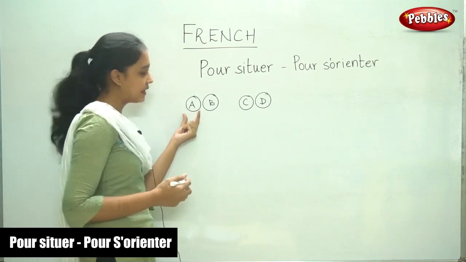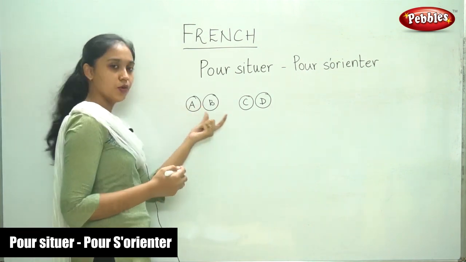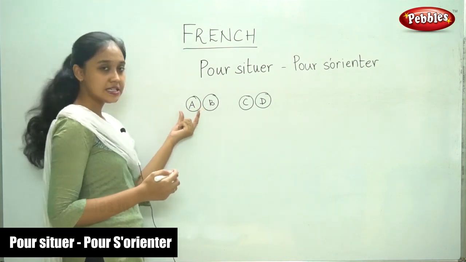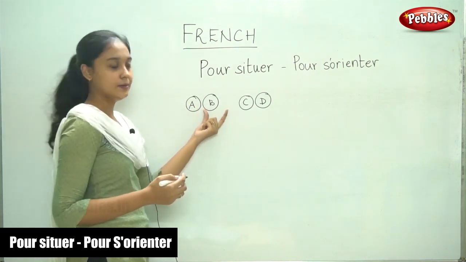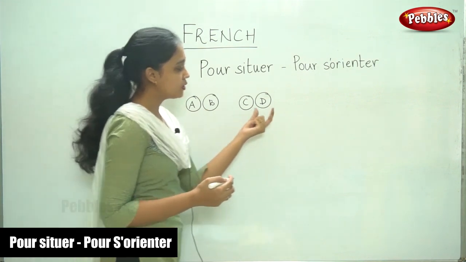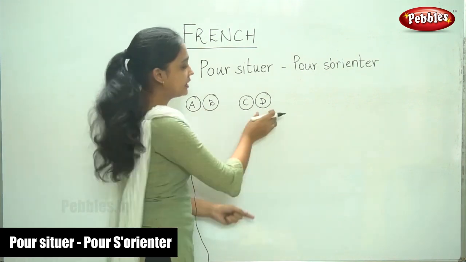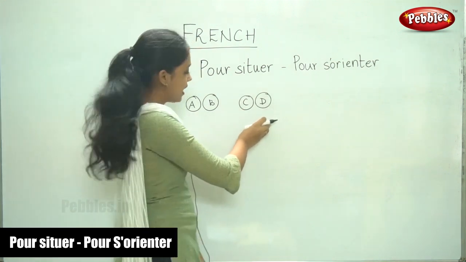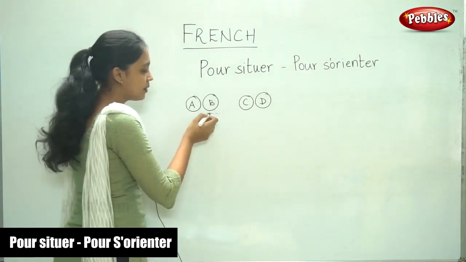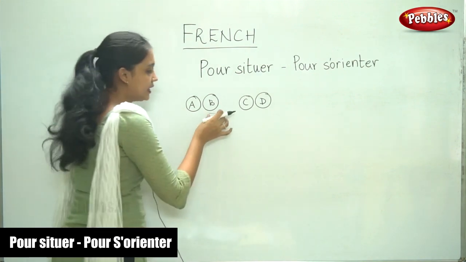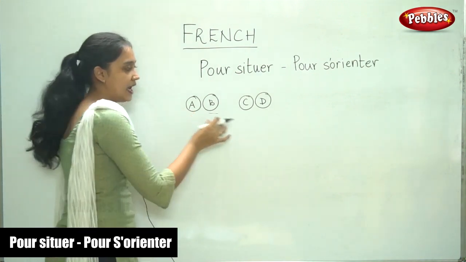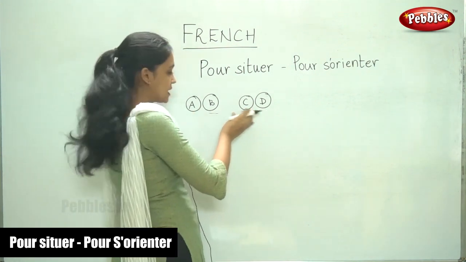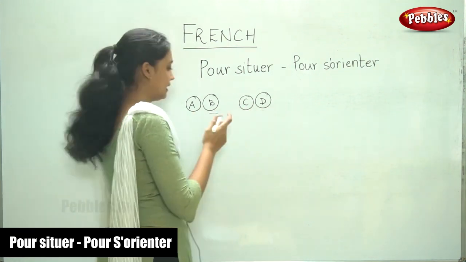So A is before or in front of B. A is in front of B. And what can you say about D? D is after C. And what can you say about B? B is between A and C. And what will you say about C? It is between B and D.